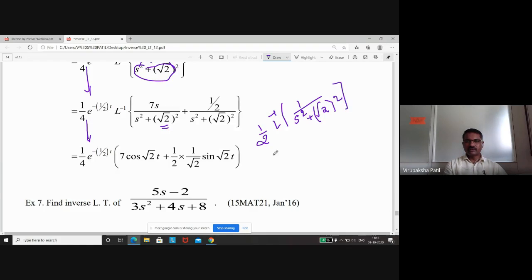So you can write this one as 1 by 2 into, using the basic standard result, a is root 2 here, you will get 1 by 2 into 1 by root 2 into sine root 2 times t. Further, if you simplify, you will get 1 divided by 2 root 2 into sine root 2 t. This we have written here. So this is the final answer.